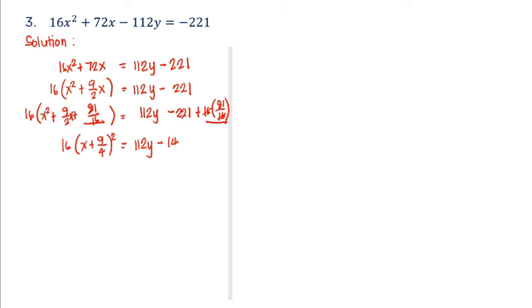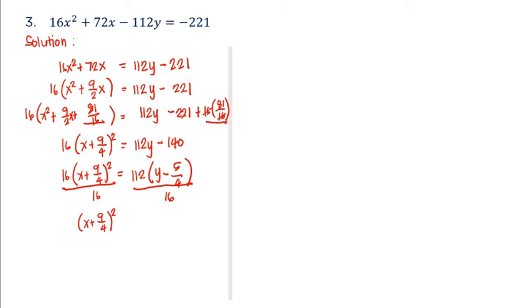So we factor out 112. So we have 16 times x plus 9 over 4, quantity squared. We have 112 times y minus 140 divided by 112 is just 5 over 4. Okay, so that is lowest terms. Then, we need to eliminate 16. So, we divide everything by 16 here. Also, this one. So, we have x plus 9 over 4, quantity squared, equal to 112 divided by 16 is 7, y minus 5 over 4. There. So we have now this standard equation, and the form is x minus h quantity squared equal to 4c times y minus k.